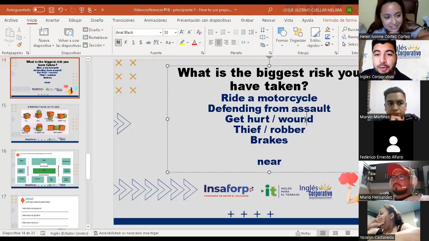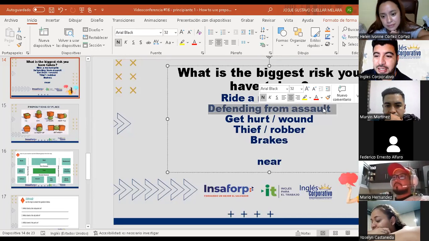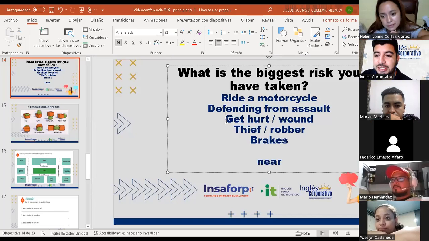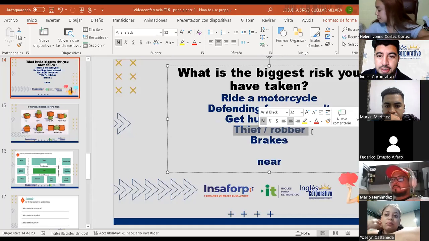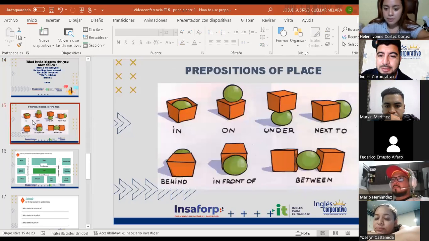And here we have some other, for example, other options. Ride a motorcycle, defending from assault, que es defenderse de un asalto. Get hurt, es lastimarse, o wound, es una herida. Tenemos thief and robber, que son ladrones, okay? So that's it. Now, let's continue with this.